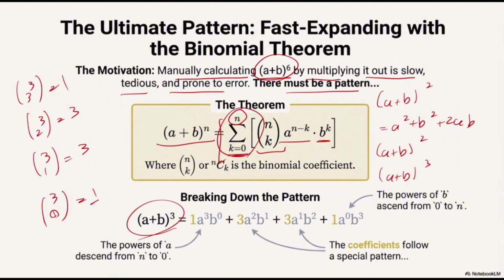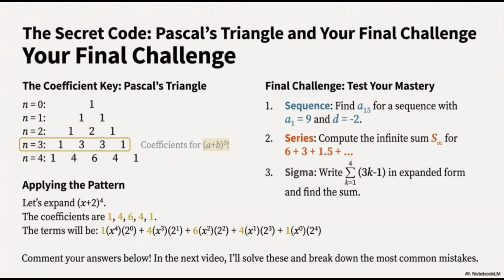So it means that the first coefficient is 1, the coefficient of a to the power 3, b to the power 0. The second one, a to the power 2 times b to the power 1, is 3. The third one is 3 again, and the fourth one is 1. So by using the coefficients and the sigma, I can find a pattern. There's a secret code for that, and we call it a Pascal triangle, and this is going to be the challenge that we have.